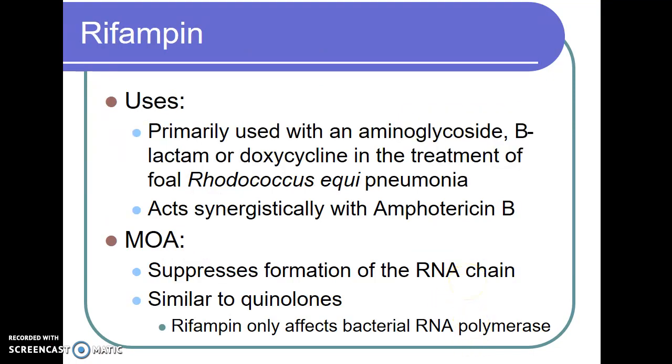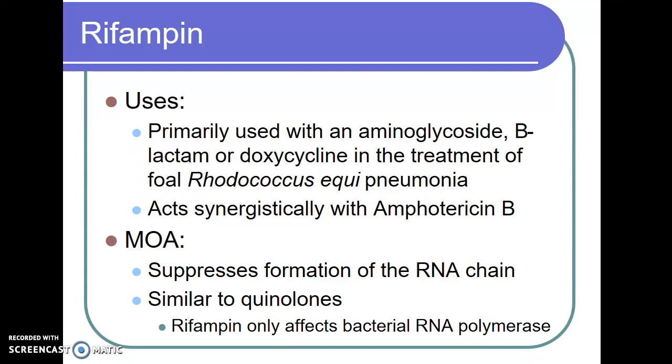Rifampin. Rifampin has just a few uses. So we use it primarily with an aminoglycoside, a beta-lactam, or doxycycline when we're treating Rhodococcus equi pneumonia in foals. It also has been found to act synergistically with amphotericin B, which we're going to talk about soon. That is an antifungal drug.